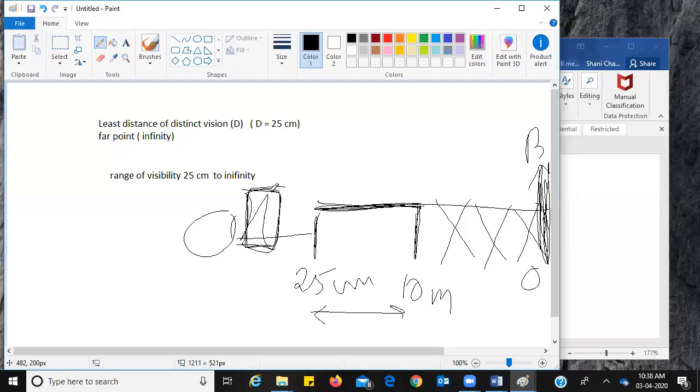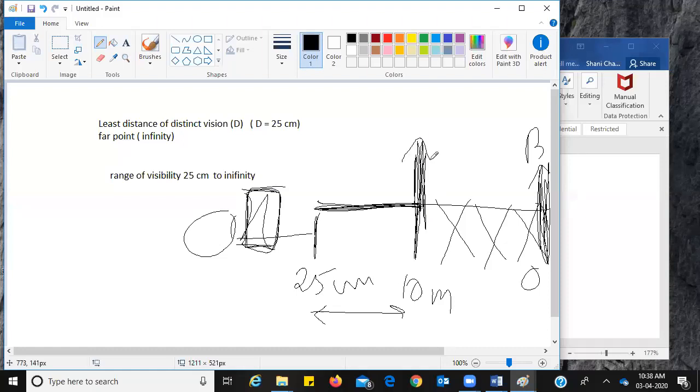So basically, OB is the object. The image formed by the concave lens will act as the object for the eye lens, the human eye. So if this lens forms the image at 10 meter, is it fine?